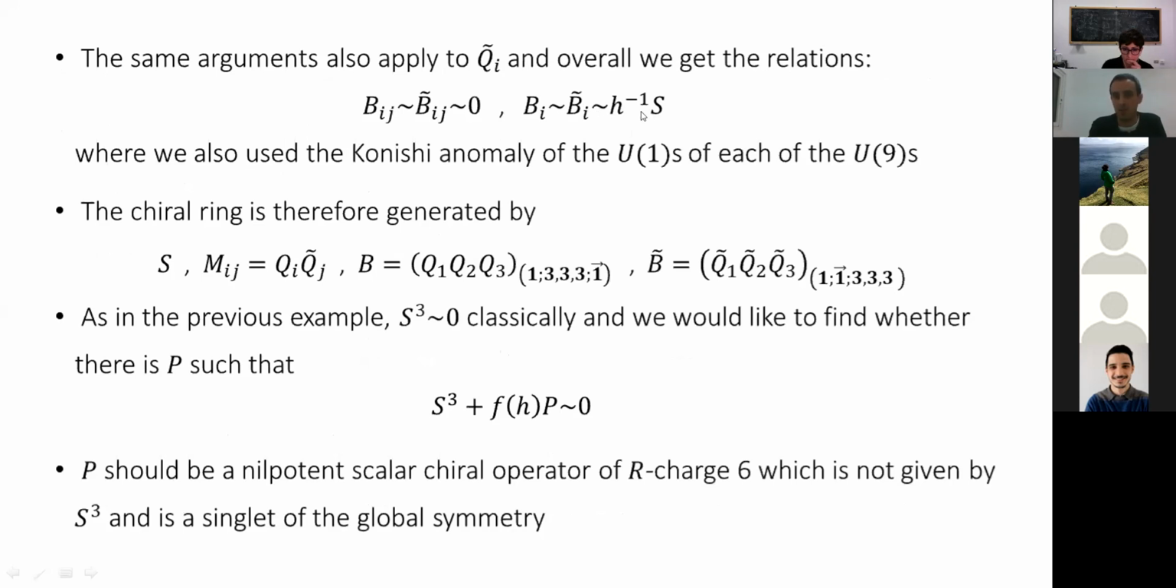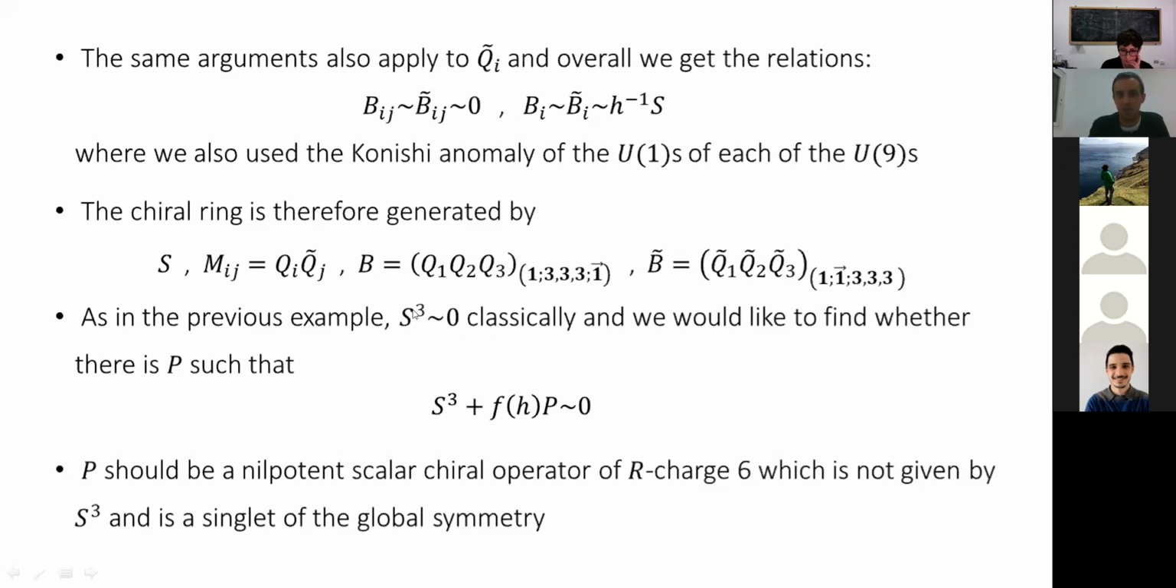And applying the Konishi anomaly for some U1, for either of the U1s belonging to U9, like in the previous example, we get that not just that all these baryons are equivalent in the chiral ring, they are also equivalent to the global superfield. So we can just take the exactly marginal operator to be the global superfield S, as in the previous example. And so the chiral ring is now generated by the global superfield S and the meson, and we still have 2 kinds of baryons with no indices at all, that are these 2 baryons. So these are the generators of the chiral ring.